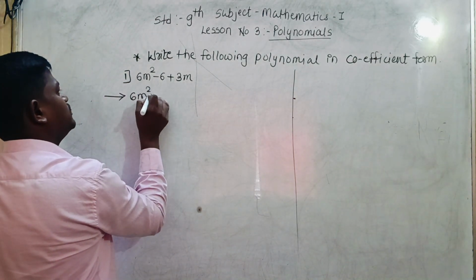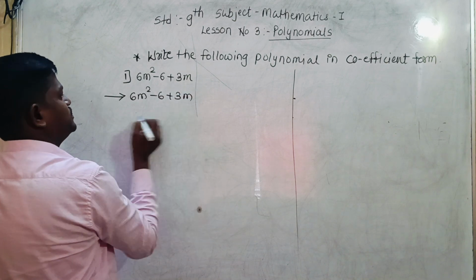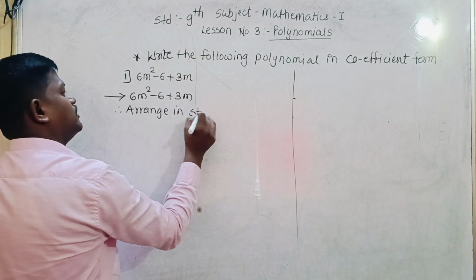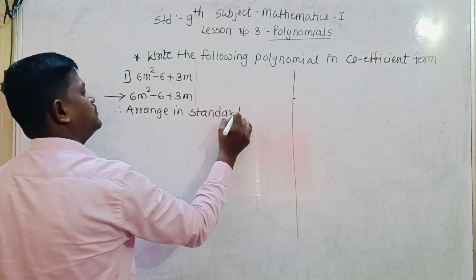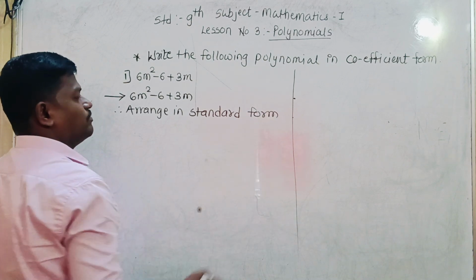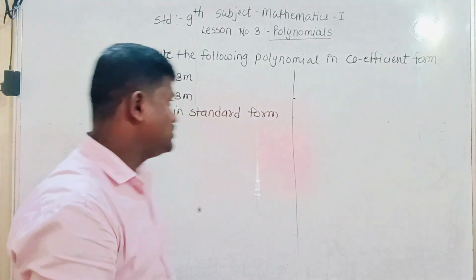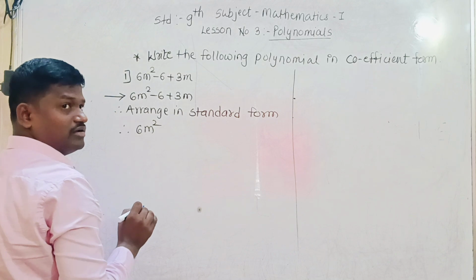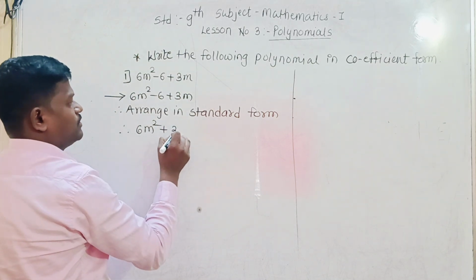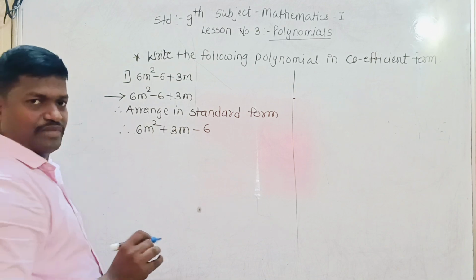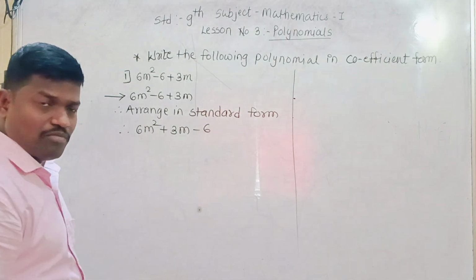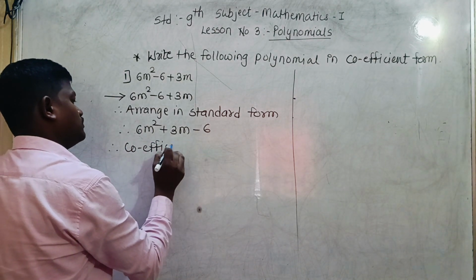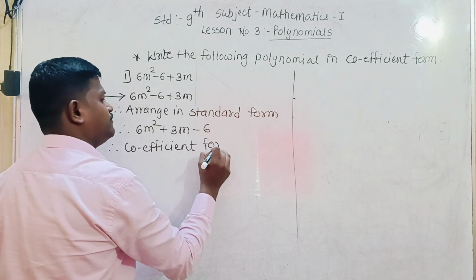So write down the equation first, then arrange in standard form. The highest degree is square, right? Then m, that is 1, then 0. So our equation is in standard form. Then we have to write down the coefficient form.